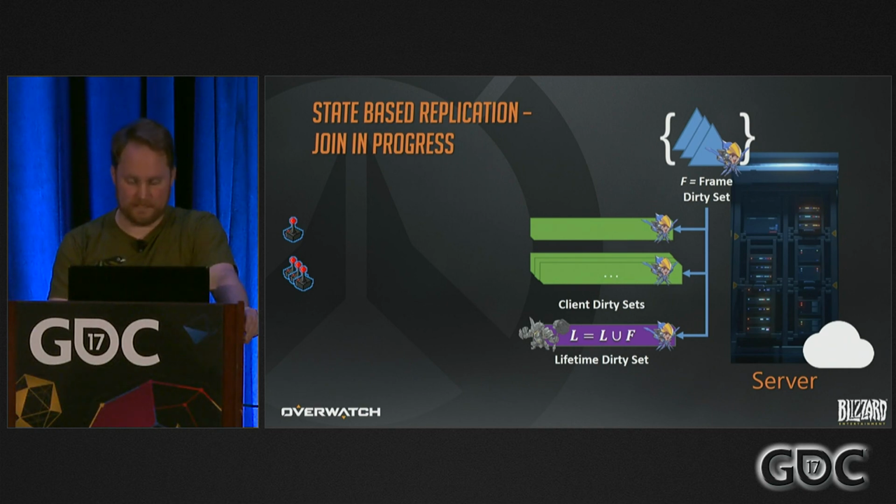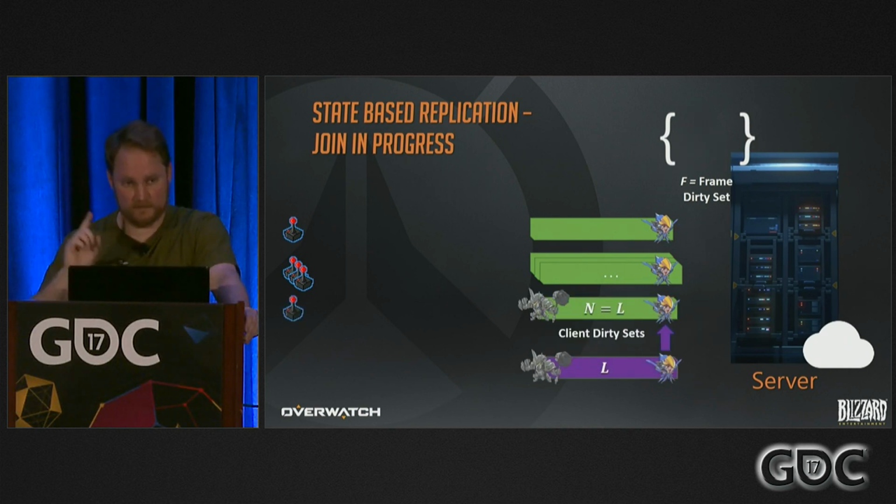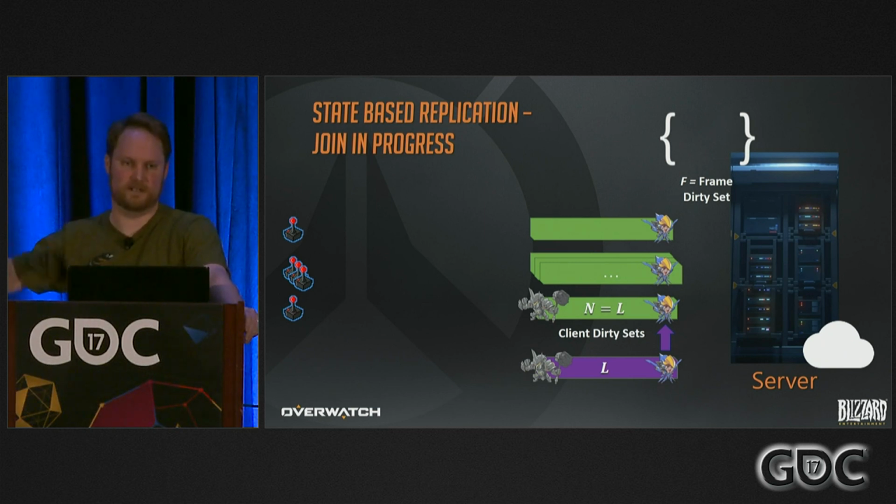You can guess what's going to happen next. Yes, when a new client connects, we set its initial dirty state set to the lifetime dirty set. You can just literally assign that out. Our normal per frame packetization will eventually stream everything for that client out until the new receiver is caught up.